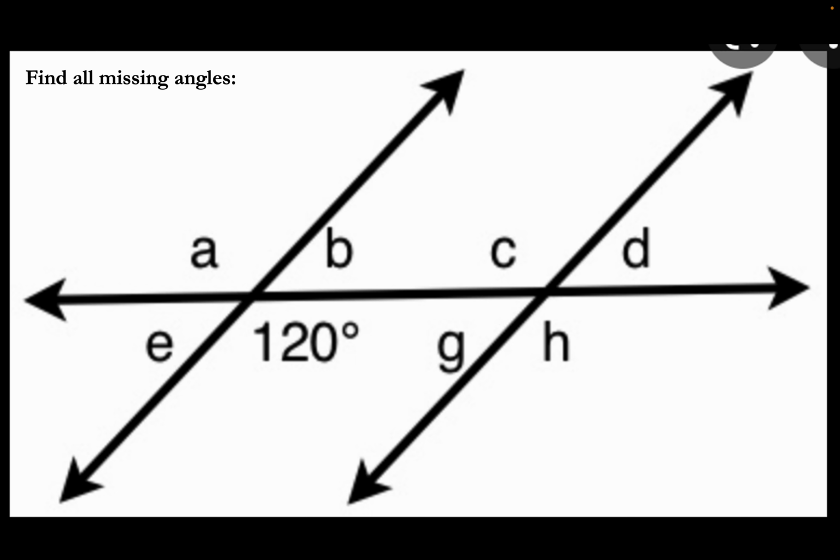All right, a little review about angles here. We'll start off with just numbers. No algebra yet. So let's start with finding A, B, C, D, E, G, and H. F is the 120. So given the 120, find the others. Go ahead.